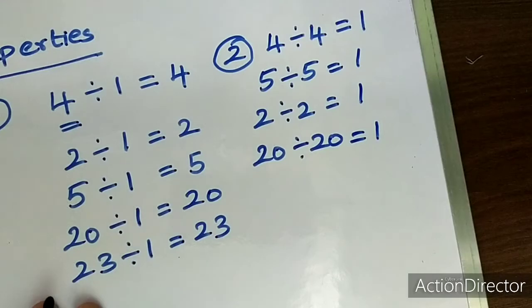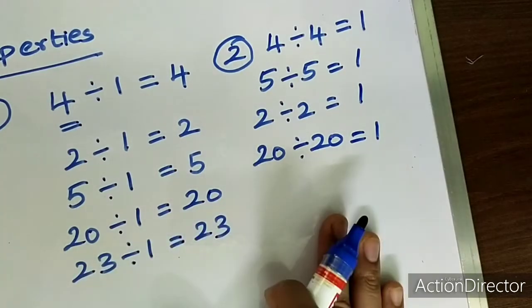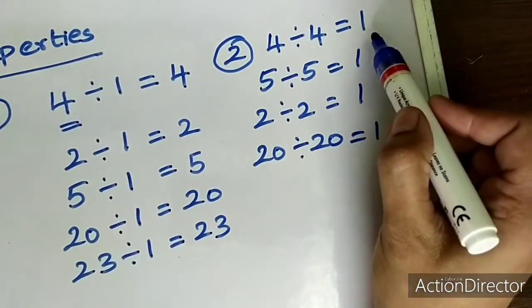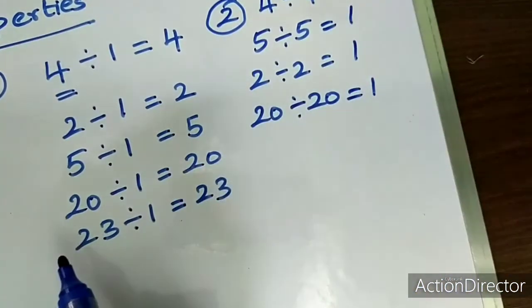First property is when you divide a number by 1, the quotient will be the number itself. Second one, if you divide a number by itself, the quotient will be 1.